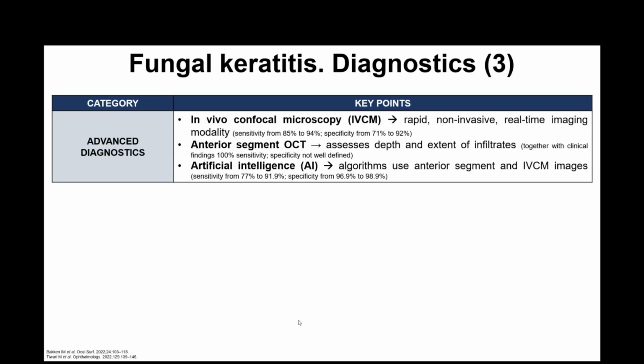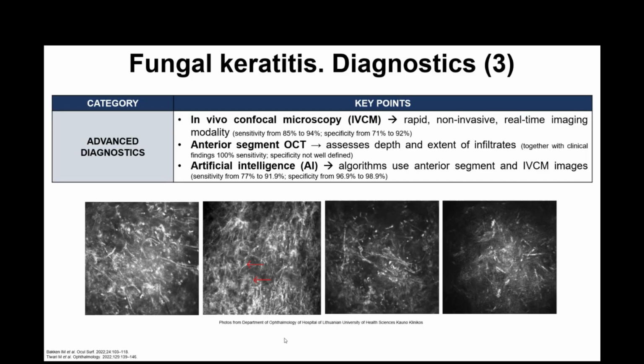So, advanced diagnostics. In vivo confocal microscopy is a highly sensitive, specific, rapid, non-invasive, real-time imaging modality for diagnosing fungal keratitis, especially filamentous. However, it has limitations such as the need for skilled technicians, patient cooperation, high cost, and it cannot differentiate between different types of filamentous fungi.